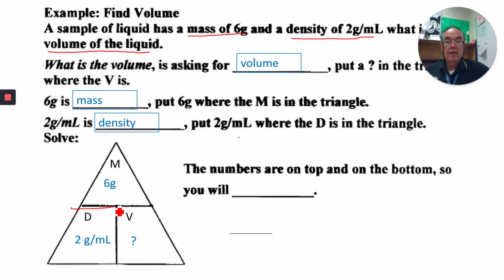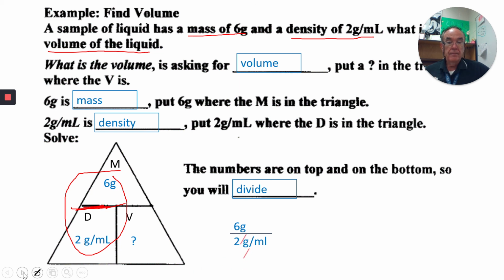And here's our problem right here. We have 6 grams divided by, here's the bar, 2 grams per milliliter. So the numbers are on the top and the bottom, and we know we need to divide. And here's our problem. 6 grams divided by 2 grams per milliliter. We're going to cancel off the grams. It makes sense that the unit for volume would be milliliters. So it equals 3. 6 divided by 2 is 3. And the unit that's left, because we canceled off the grams, is milliliters.